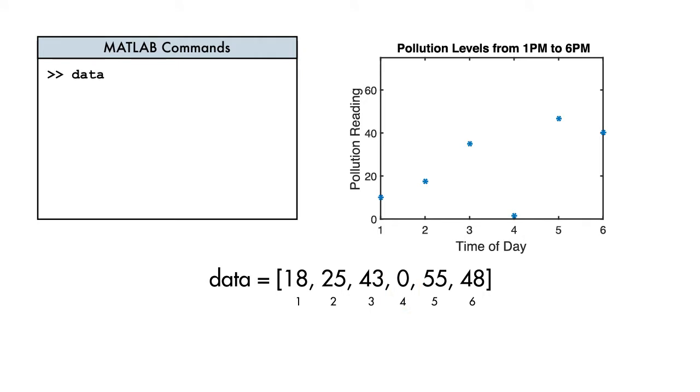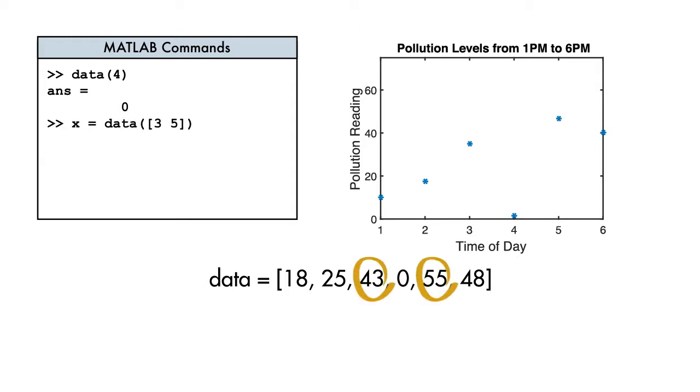We access a specific element by typing the variable name and enclosing the desired index inside parentheses. Let's approximate the value of the fourth reading with the average of neighboring elements, which have indices 3 and 5. Rather than access each element one at a time, how can we access both indices at once?